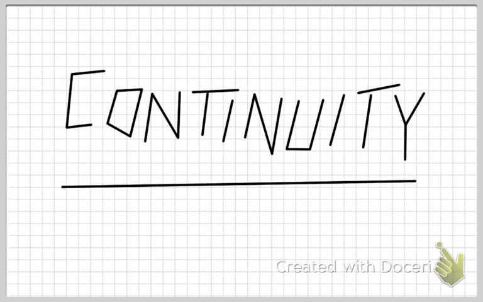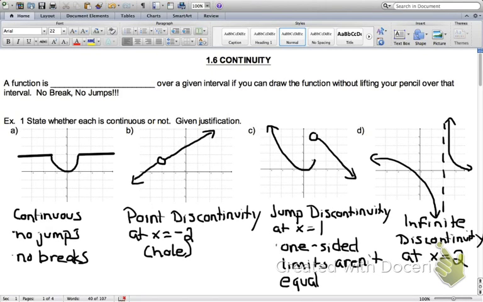Today we will begin looking at continuity. To begin, a function is continuous over a given interval if you can draw the function without lifting your pencil over that interval. No break, no jumps. So example 1, state whether each is continuous or not.